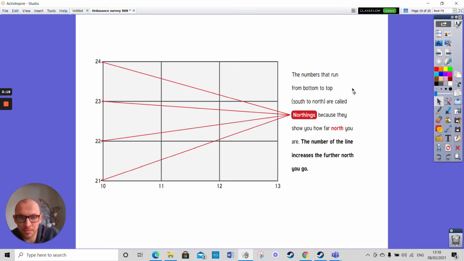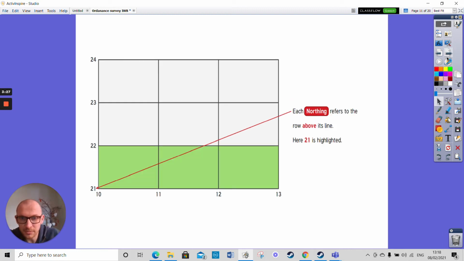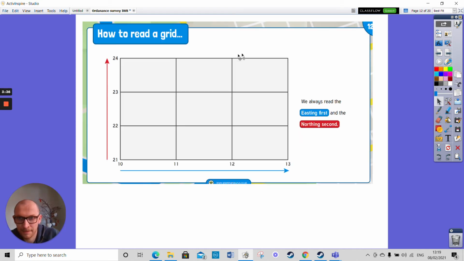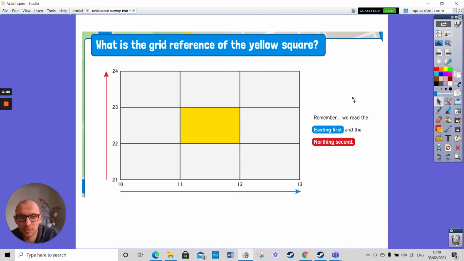The numbers that run from bottom to top, or south to north, are northings because they show you how far north you are. So the higher the number, the further north you are. Each northing refers to the row above its line. So if you're at 21, it's this row here. So how do you read a grid reference? You always go eastings to northings. It's always across and then up: across the corridor and up the stairs. Remember, we read eastings first.